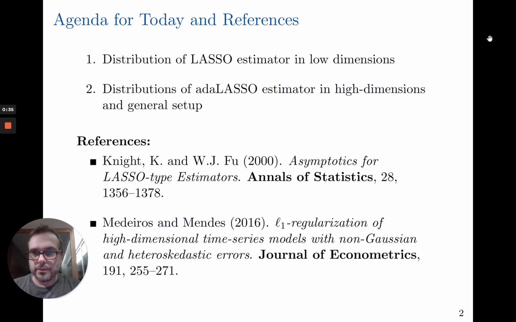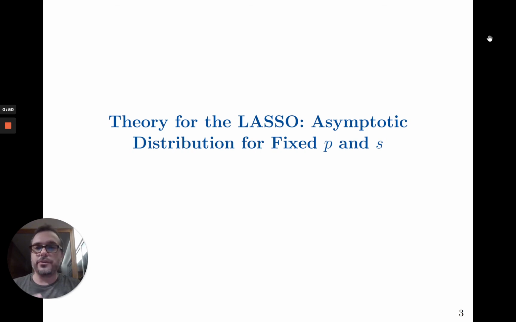Two main references. One is a paper by Knight and Fu in the Annals of Statistics, and one is a paper that I wrote with Eduardo Mendes, and it was published in 2016 in the Journal of Econometrics. Okay. So let's start with the theory for the lasso, the asymptotic distribution for fixed P.